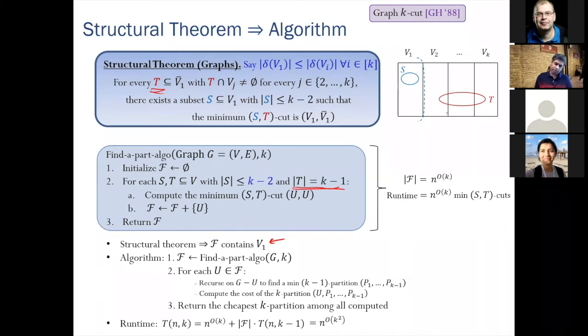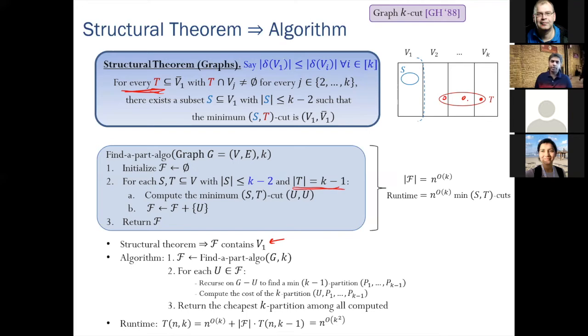Consider applying the structural theorem to a set T. Note that the structural theorem holds for every set T that is disjoint from V1 and intersecting each of V2 through Vk. So apply the structural theorem to a set T which contains exactly one vertex from each of V2 through Vk. And for such a subset T, the structural theorem tells us that there is a subset S of small size, of size at most k minus 2, such that the minimum ST cut is V1 bar. Now, what is the size of T? The size of T is exactly k minus 1, because it has exactly one vertex from each of V2 through Vk. Okay, thank you.